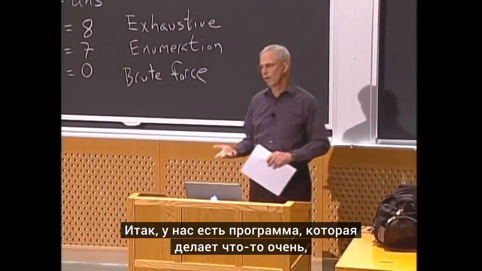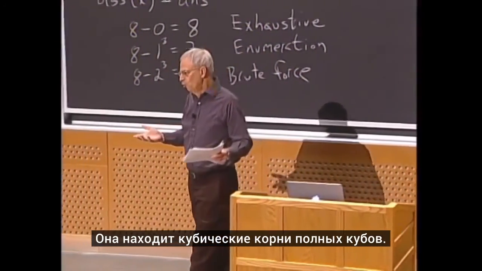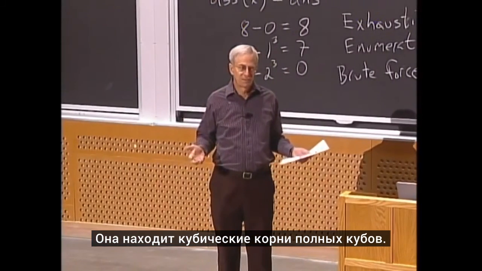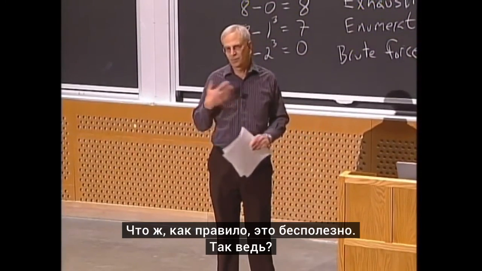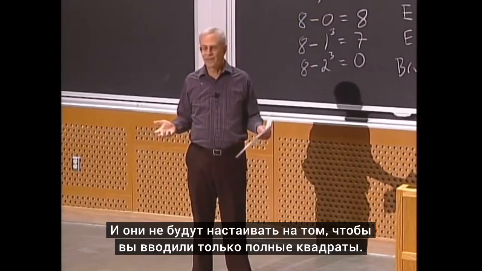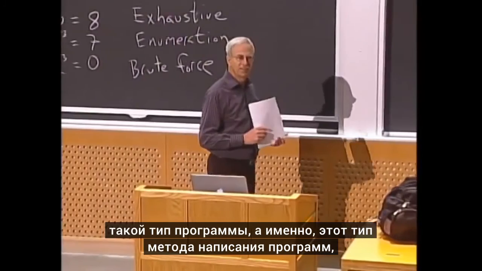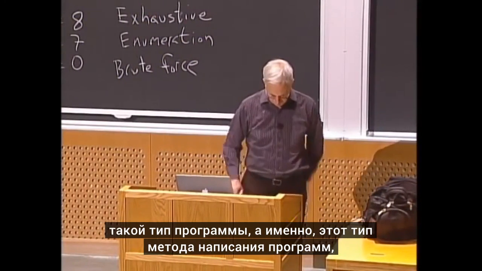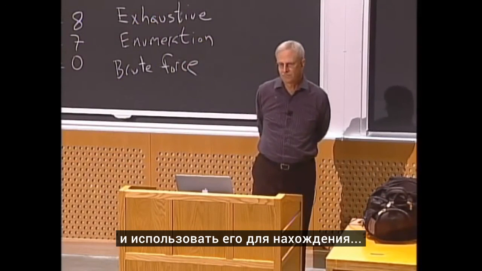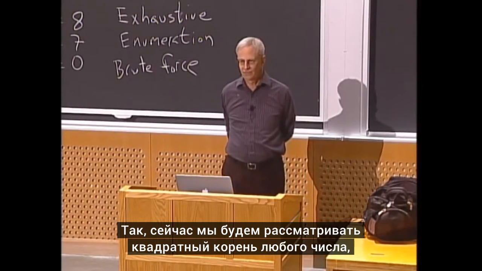So we've now got a program that does something really silly, really. It finds cube roots of perfect cubes. Well, that's not typically useful, right? I mean, you've even got these 50-cent four-function calculators that find, say, square roots, and they don't insist that you only give it perfect squares. So now let's think about how we would take this kind of program, and indeed this kind of method of writing programs, and use it to find, for now, the square root of any floating point number.